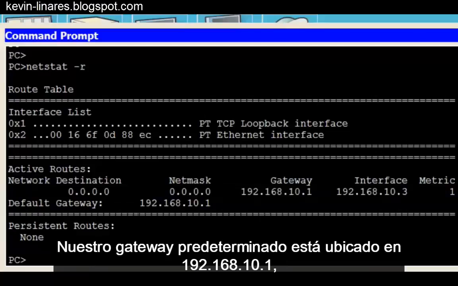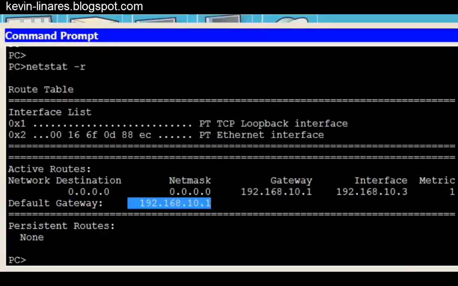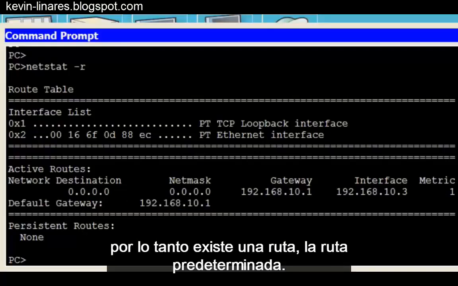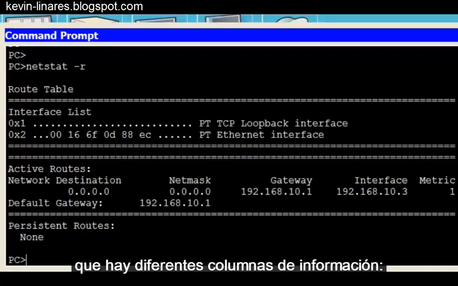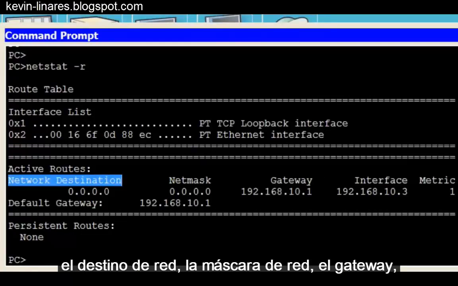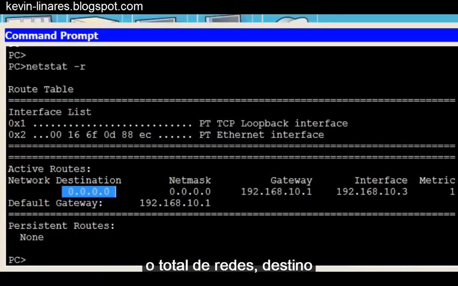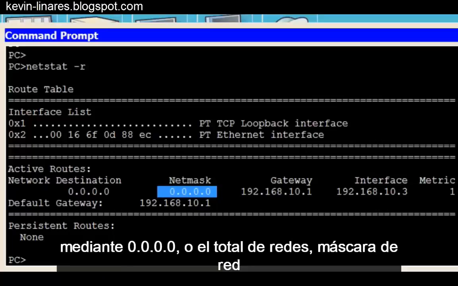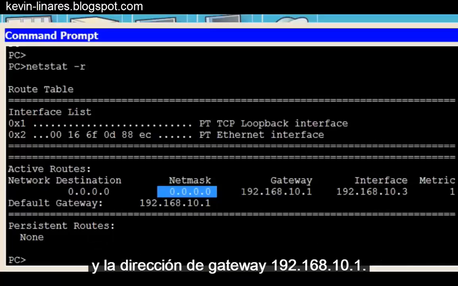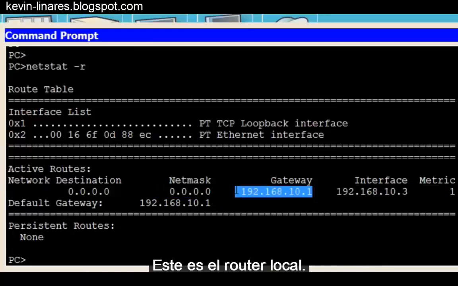We can see that under active routes there is one active route, and this is the default route. Our default gateway is located at 192.168.10.1. So there's one route, the default route. We can also see that there are different columns of information: the network destination, the net mask, the gateway, the interface, and the metric. We can see that we have a 0.0.0.0 or all networks destination using a 0.0.0.0 or all networks net mask, and the gateway address of 192.168.10.1. This is the local router.